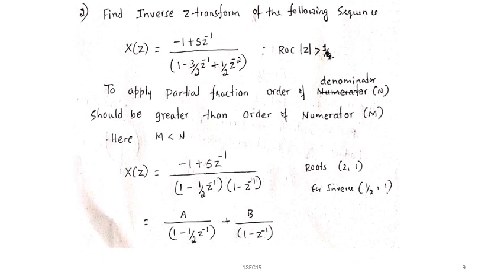And the second problem is, find the Z transform of the following sequence. X of Z is equal to minus 1 plus 5 Z inverse divided by 1 minus 3 by 2 Z inverse plus 1 by 2 Z to the power minus 2. The ROC is mod Z greater than 1.